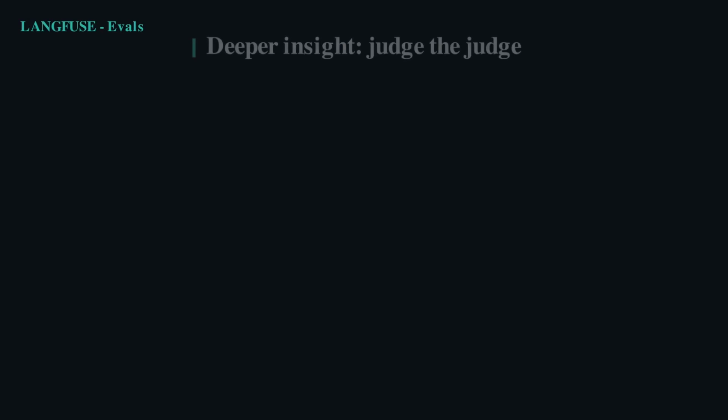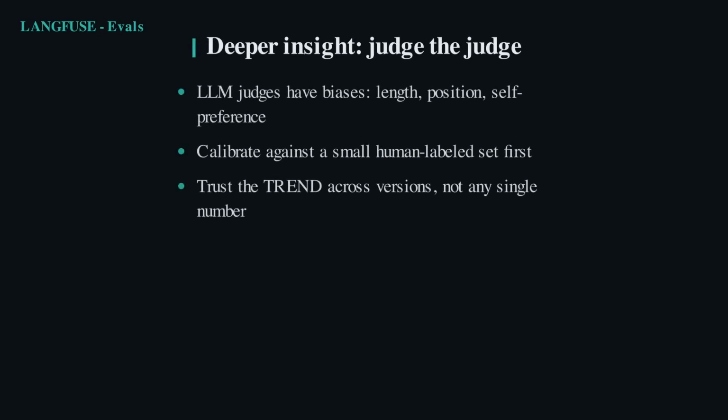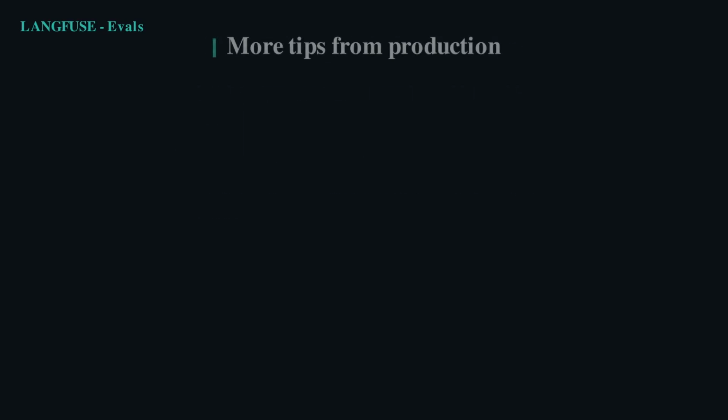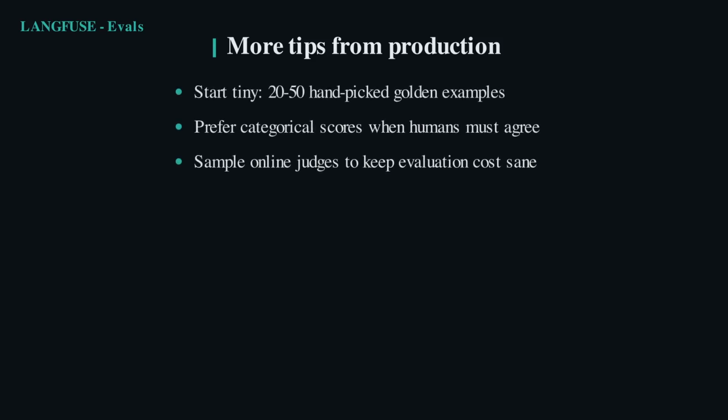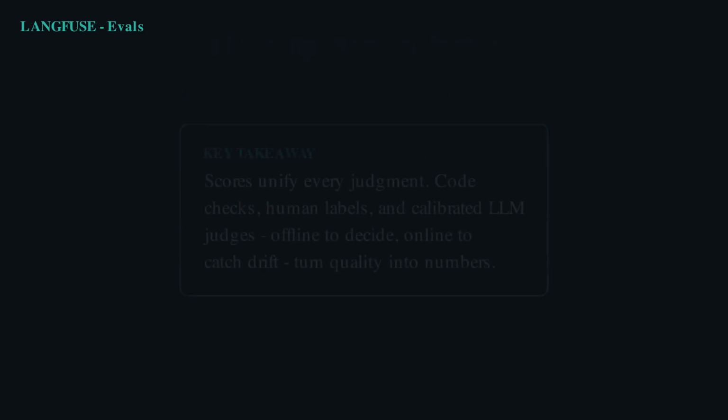The subtlety: an LLM judge is not ground truth. They favor longer answers and their own style. So calibrate against human labels and trust the trend far more than the absolute score. Start with just 20 to 50 golden examples. A small trusted set beats a big noisy one. Use categories when humans need to agree, and sample your online judges so evaluation does not cost more than inference. Now quality is data too.